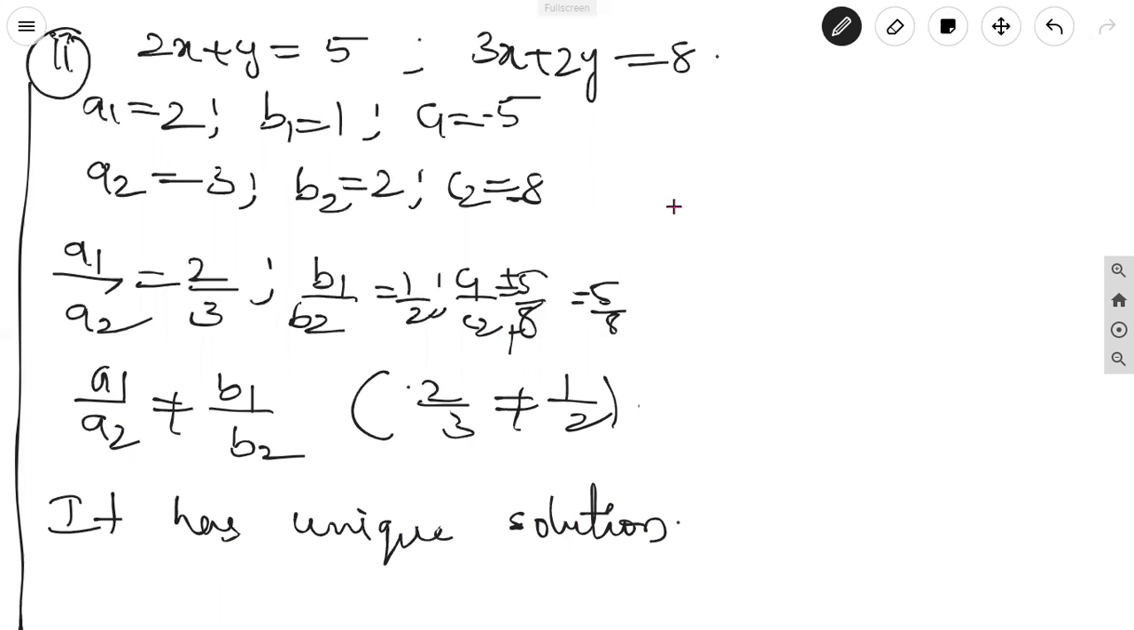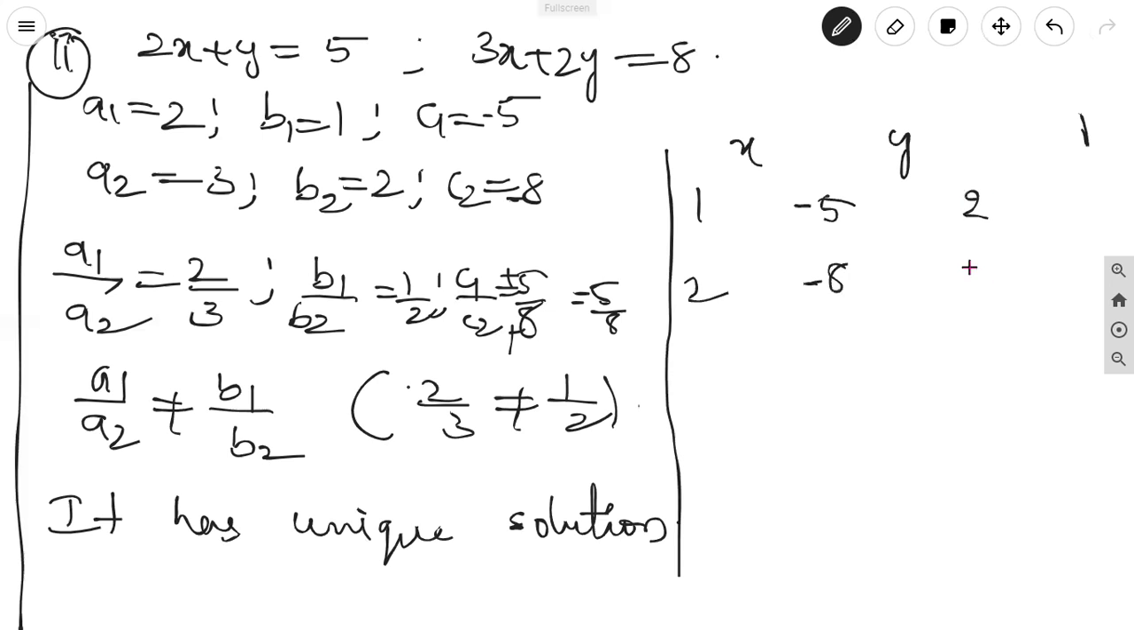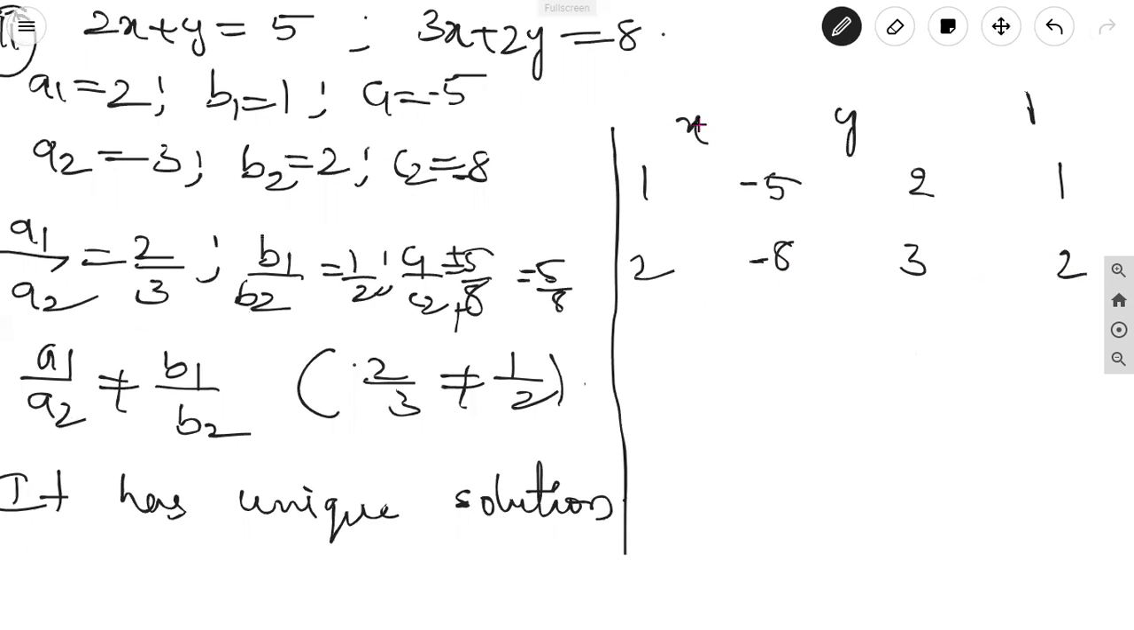Unique solution means we follow the cross multiplication method. How to do it? Now take x, y and the constant. For x we take b1, b2, c1, c2, which here are 1, 2, minus 5, minus 8. For y, again the constants minus 5, minus 8 are there, then take a1, a2, which are 2 and 3. For the constant, take the coefficients 2, 3 and 1, 2. That is, x means b1, b2, c1, c2; y means c1, c2, a1, a2; constant means a1, a2, b1, b2.